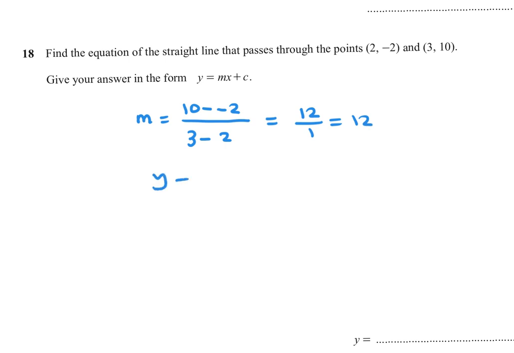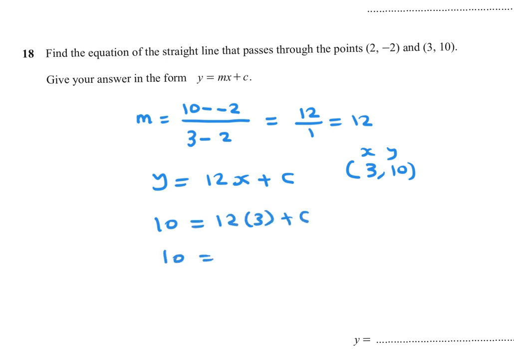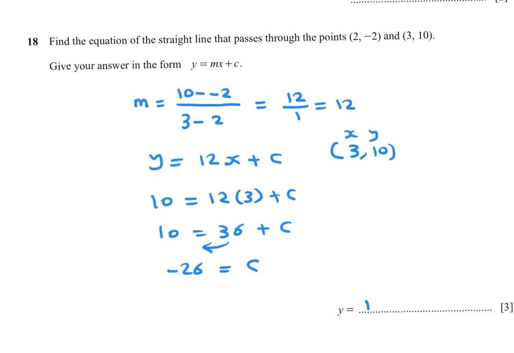Now the equation of the line is y = 12x + c. To find c, substitute any point. We can substitute (3, 10). So 10 = 12 multiplied by 3 + c, so 10 = 36 + c. Transpose 36 to the other side, so 10 minus 36, so negative 26. So the equation of the line is y = 12x - 26.